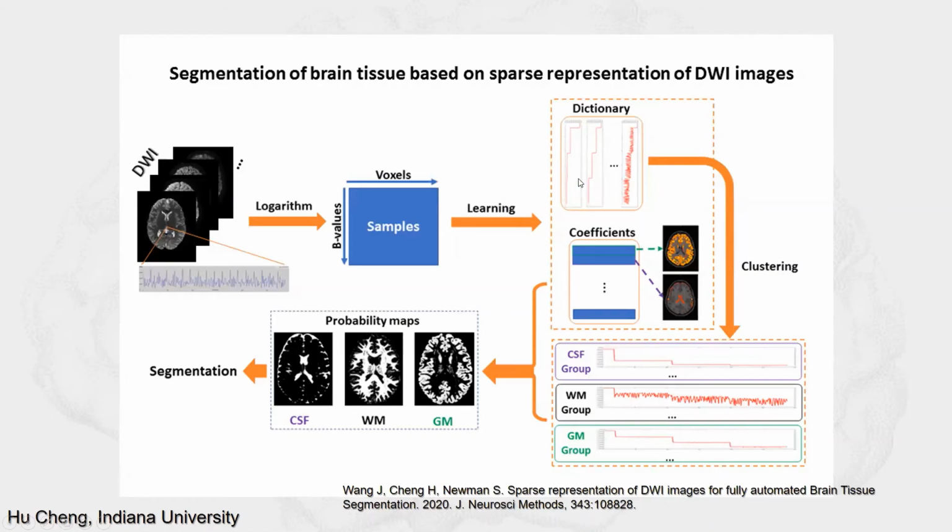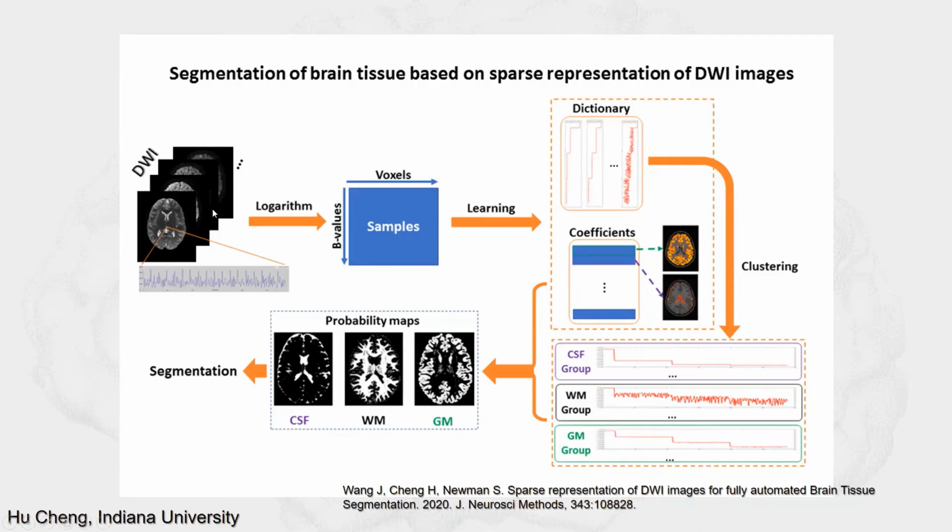For a DWI dataset, each voxel has a time series signal, which is a response to diffusion sensitizing gradients. We can imagine that there are a number of white matter atoms, gray matter atoms, and CSF atoms, and the signal can be represented by these atoms in a sparse fashion. Based on the coefficients, we can assign the voxel to gray matter, white matter, or CSF accordingly.